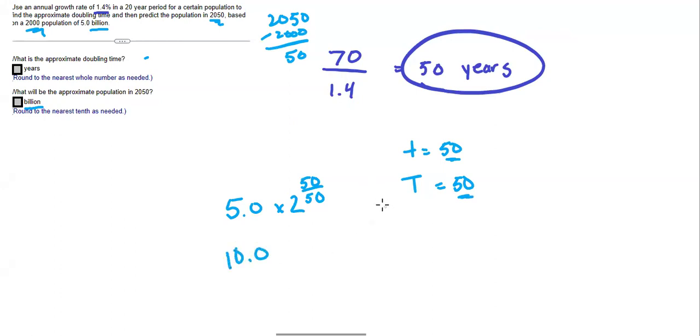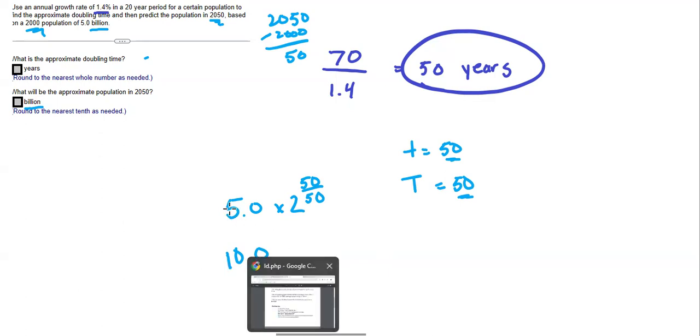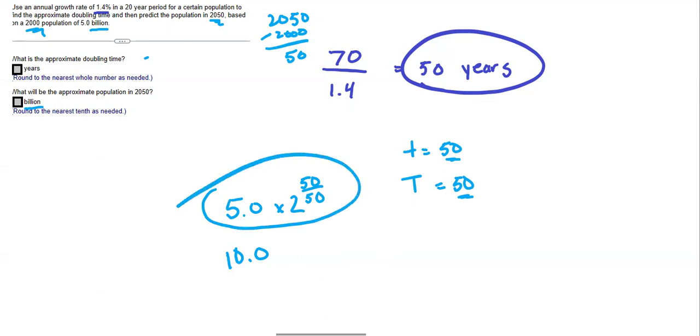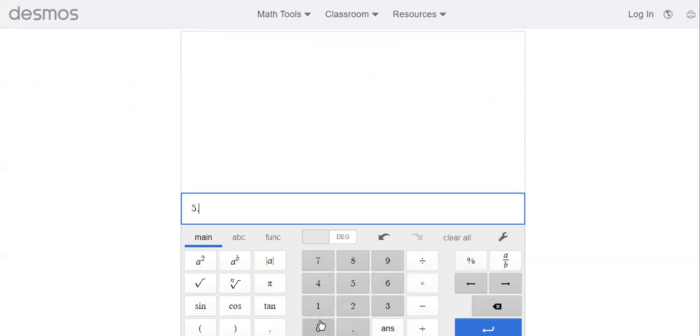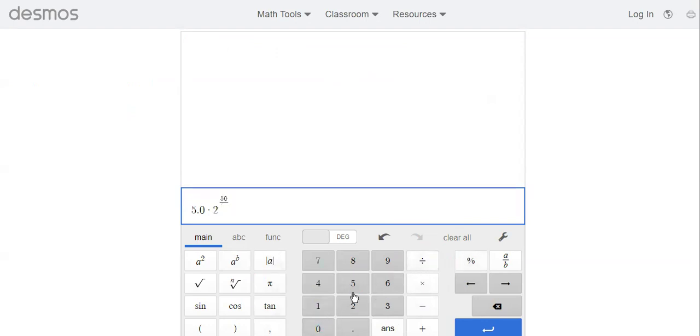But just for the sake of doing this out, because these two numbers aren't often going to be the same. They might be, but not always. Let's go ahead and put this into Desmos just so you can see it anyway. And we can verify that I did my mental math right. So let's plug this into Desmos. So there's our previous calculation. Starting at 5 billion, and it is doubling every 50 years, and we want to know how much it will be after 50 years. And there we go. We get 10.